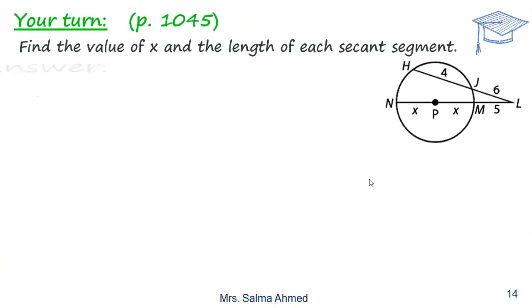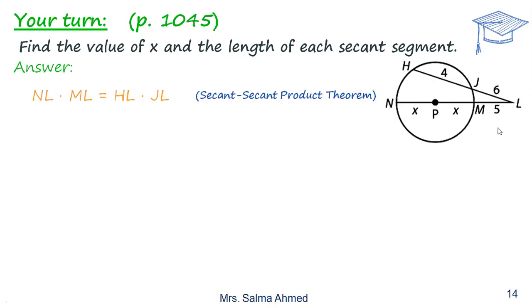Another example, find the value of x and the length of each secant segment. This is a secant and a secant, so I'm going to apply the secant-secant product theorem to get x. I'm going to have NL, which is the whole secant segment, times the external, which is ML, equals HL times JL. So NL times ML equals HL times JL.